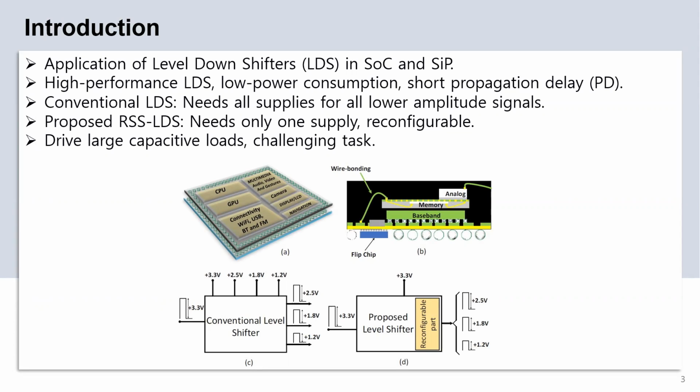It is worth noting that conventional level downshifter circuits need a whole lower supply voltage when downshifting a higher voltage signal to multiple lower signals. Such a configuration is illustrated in part C of this figure. While the proposed single supply level downshifter needs only one supply. Besides, it is a reconfigurable building block.